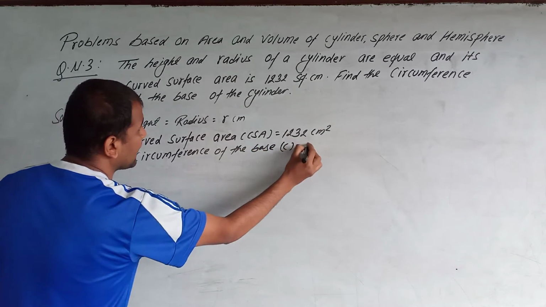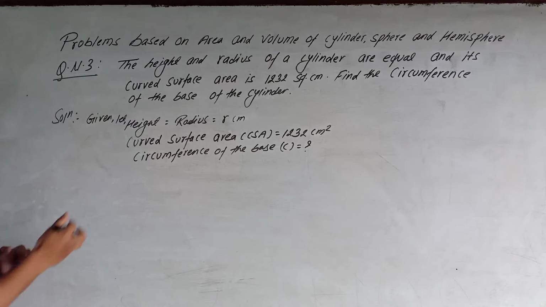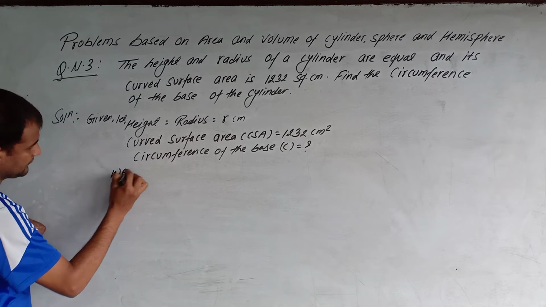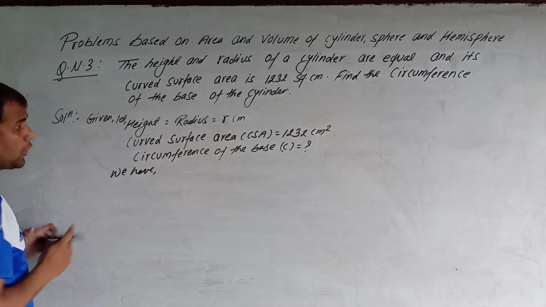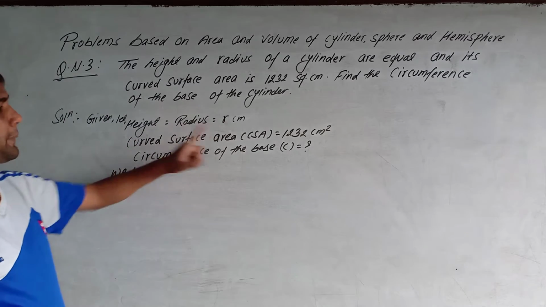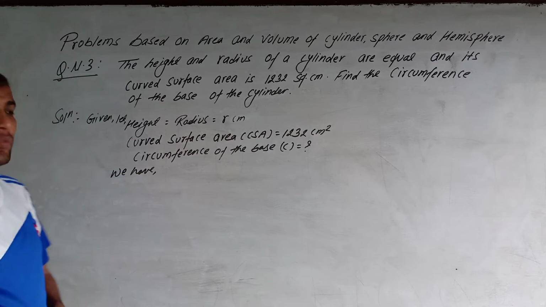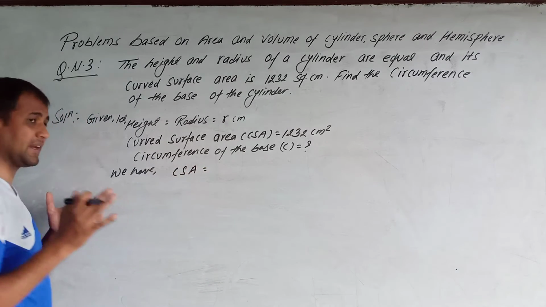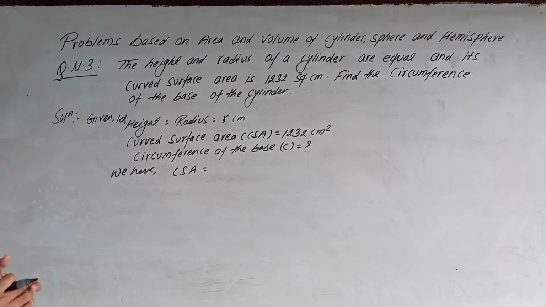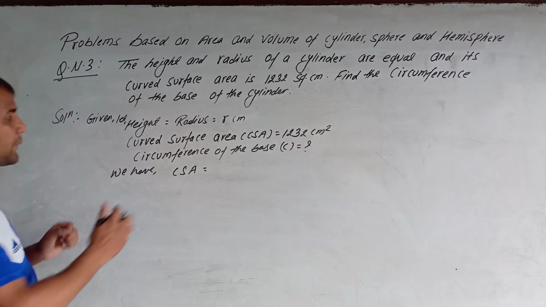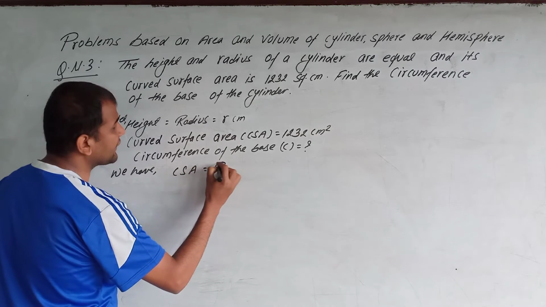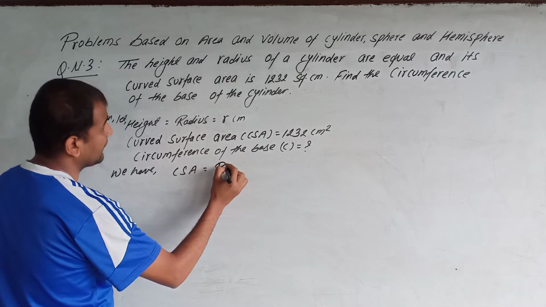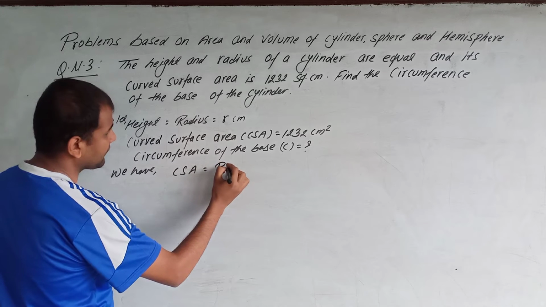C is equal to what? When the curved surface area is given, we use the CSA of a cylinder. A cylinder is a kind of prism, so the CSA of a cylinder is equal to P into h.